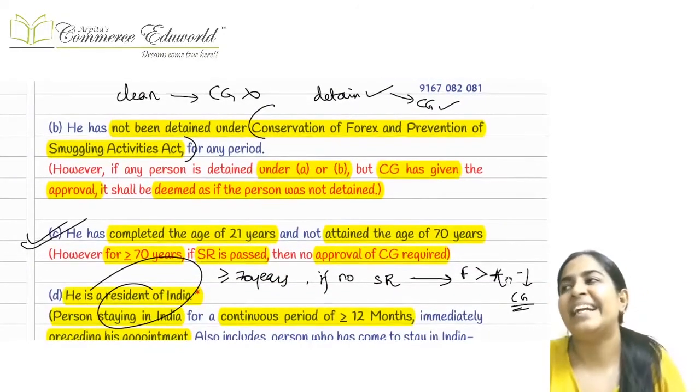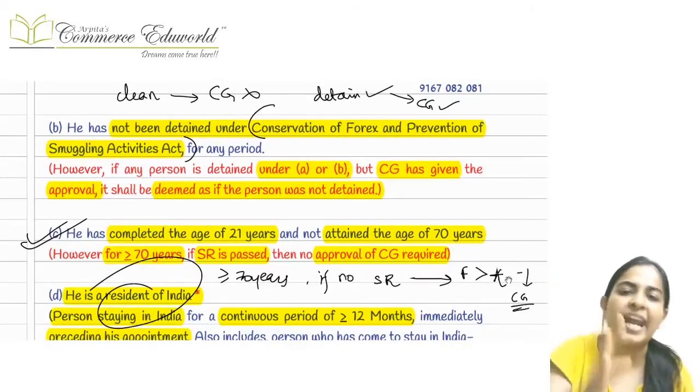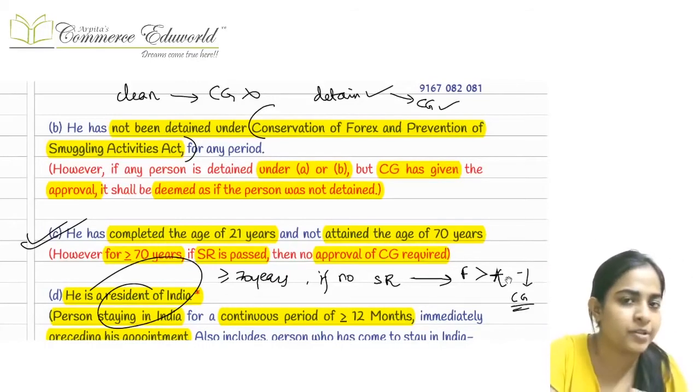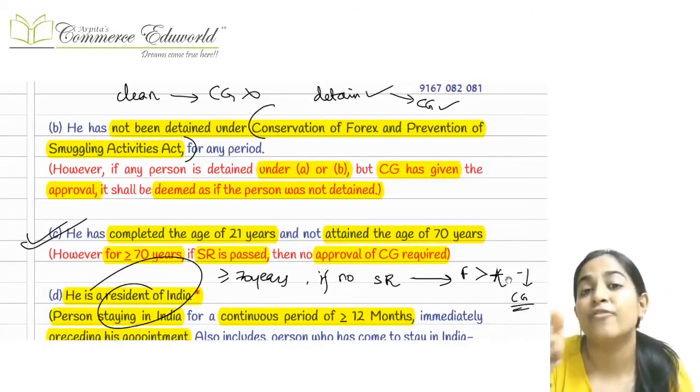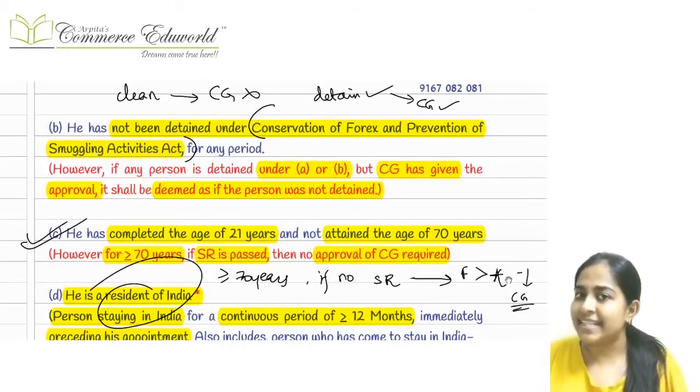Or if he has been detained under the Conservation of Foreign Exchange and Prevention of Smuggling Activities Act, if he is detained for any period, then in that case we have to take CG's approval if we want to appoint this particular person. Okay, if he has attained the age of 70 years and if SR is not passed, then in that case you have to take the CG's approval.